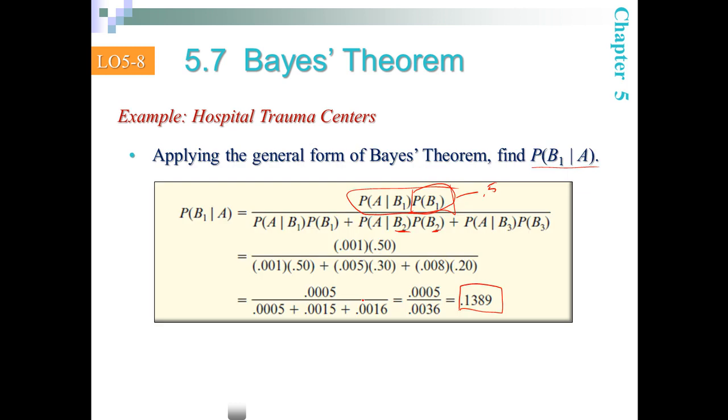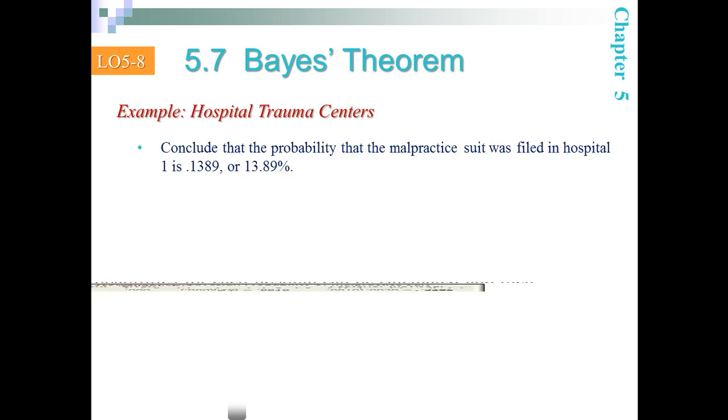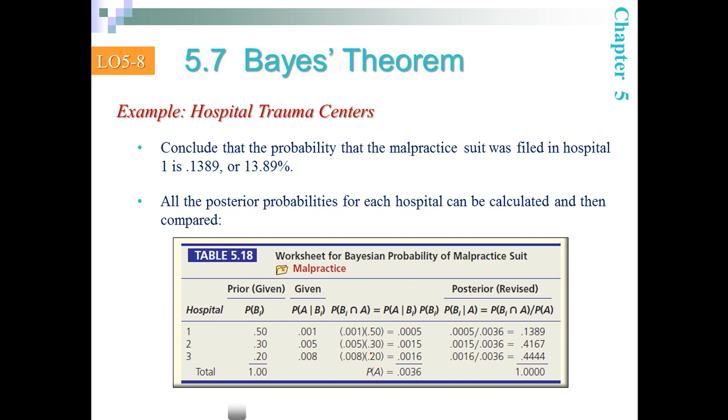So we could do the same thing for B2. Say the probability of B2 given A, and that's going to be equal to, I've got the same denominator, and the denominator turns out to be 0.0036. But now in the numerator I have 0.005 times 0.3. Whatever that turns out to be, we'll see on the next slide. But I can do the same thing for B3 as well. And here's what we get.